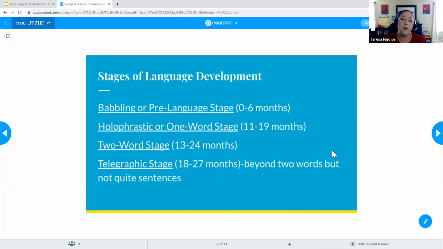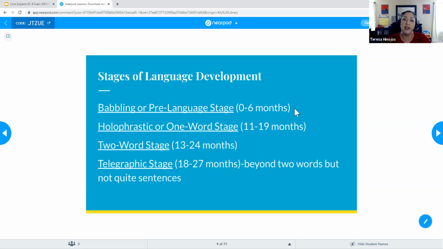Okay, so with this competency, you do have to know the stages of language development. You know, kind of like the age range that it happens and then what is happening in that stage. So the first one would be babbling or the pre-language stage. And so as I mentioned in the video, it's going to be around 0 to 6 months. Then there is the one-word stage, which is typically from 11 to 19 months. And then the two-word stage, which is 13 to 24 months.